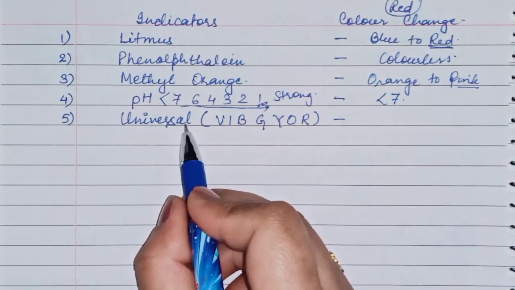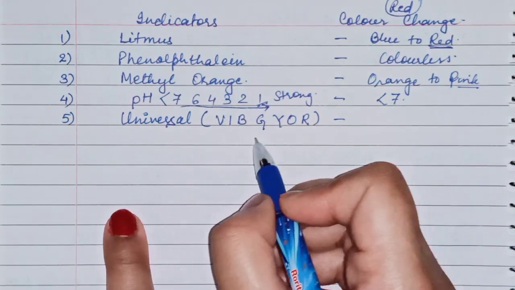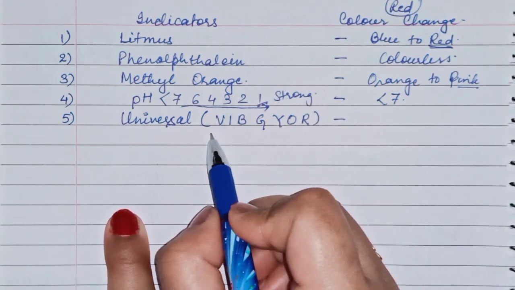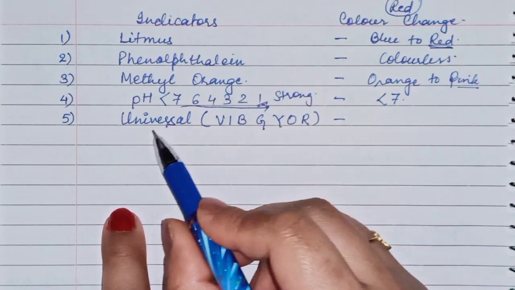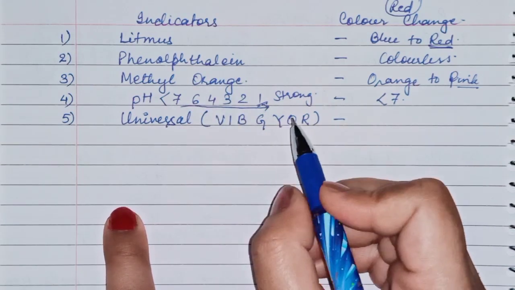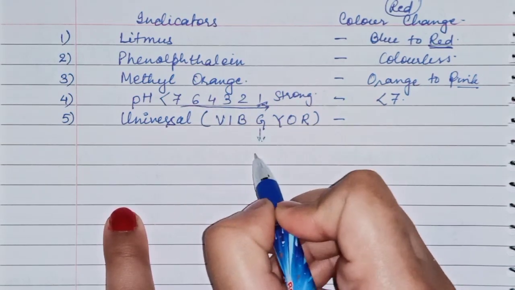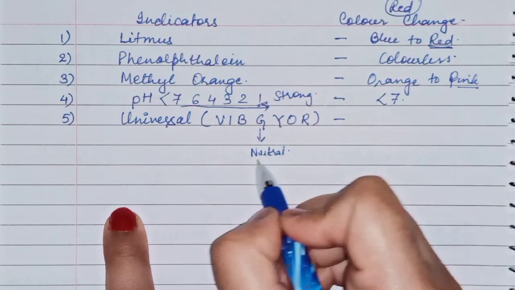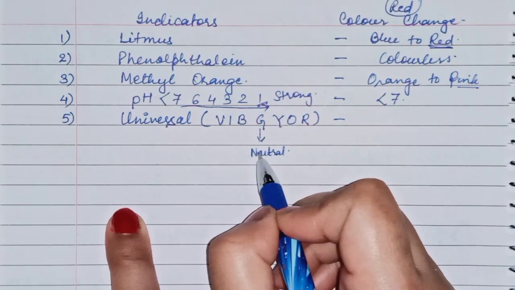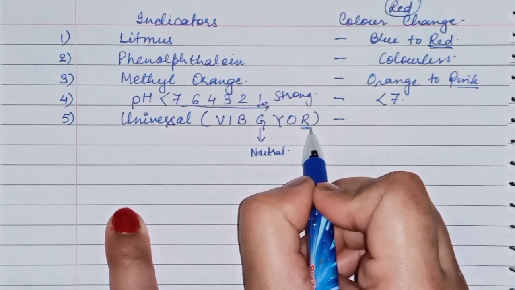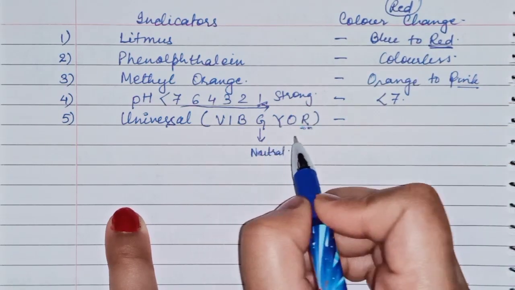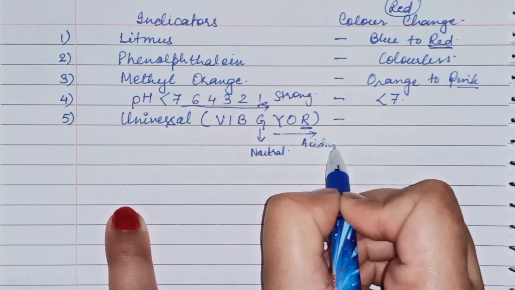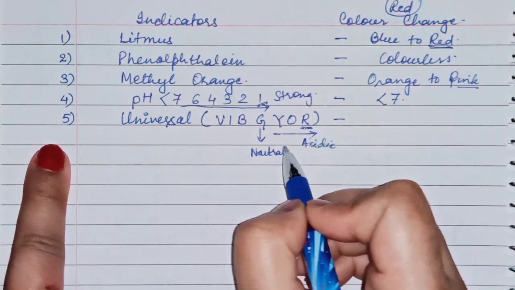Now next is universal indicator. Universal indicator, children, is a strip, and on that strip you will see the color change of the substance. Green is for neutral. If you are moving towards red, which I said is associated with acid, then it is acidic in nature, and if it is red, then it is a strong acid.